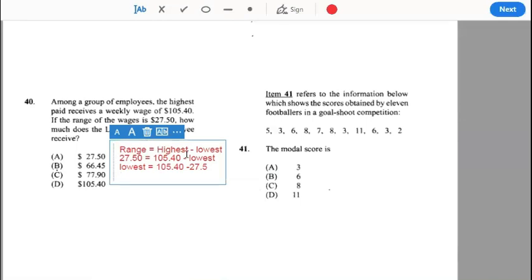So now we have the range, so we're solving for what the minimum wage or the lowest wage is. So we make it the subject of the formula, and it becomes $105.40 minus $27.50, and we will get C, $77.90.